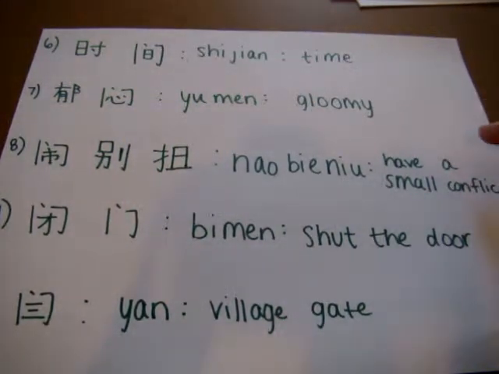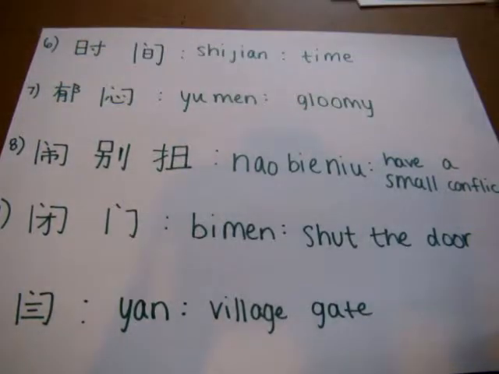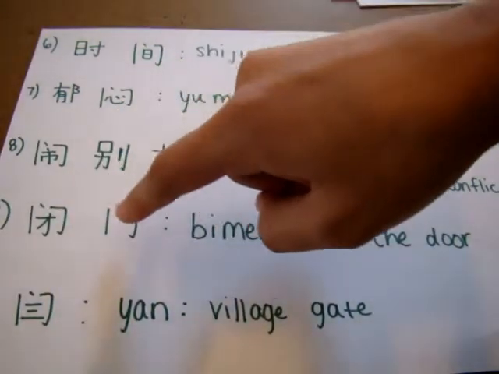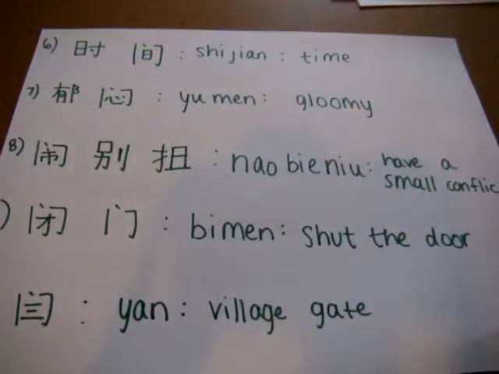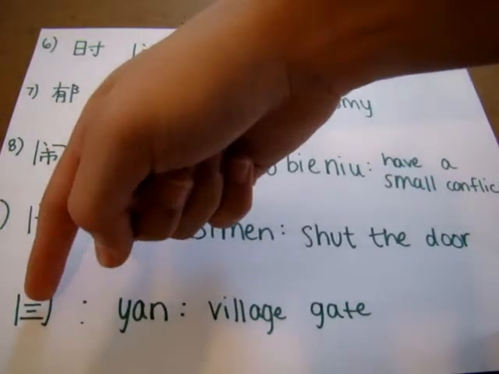And then our next word is now naobieniu, which means to have a small conflict. And the radical is right there, and again, same thing, you could think that maybe you have a lot of conflicts when you're inside and closed in by the door. And our next one is bimen, which is shut the door. So it's right there, and it makes sense because you're shutting a door, so we're using the door radical. And the last one is yen, which is village gate. And you can see here, it looks like a gate enclosing this village.